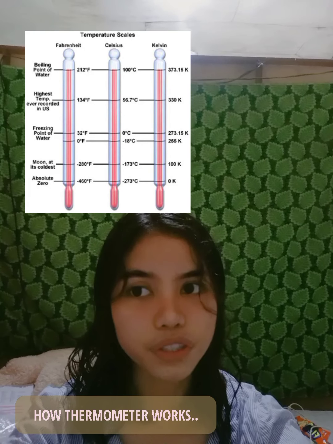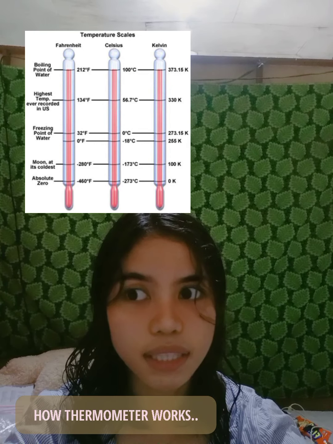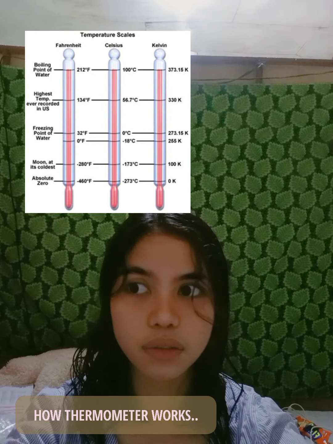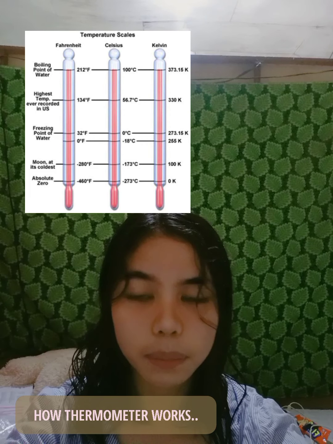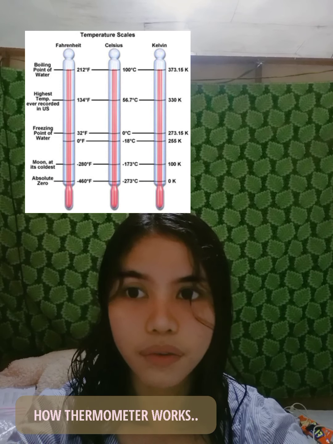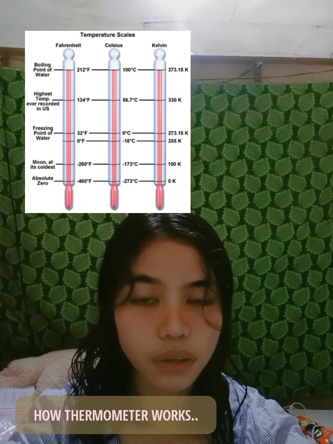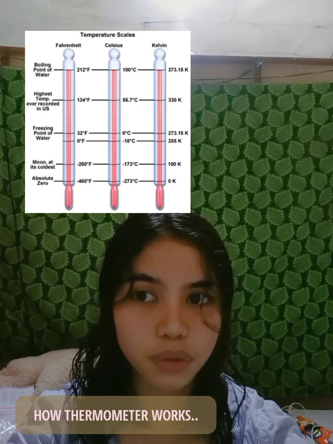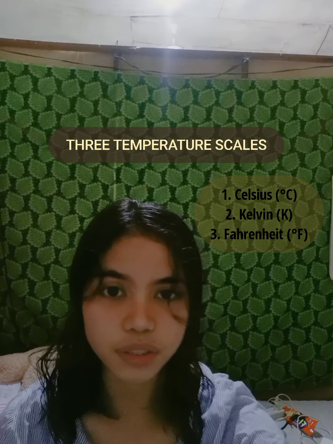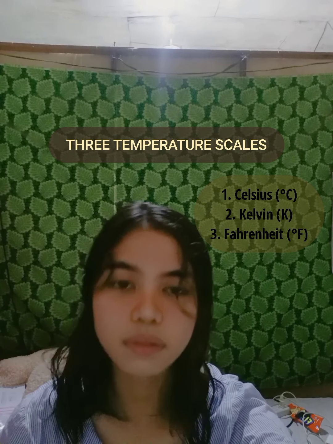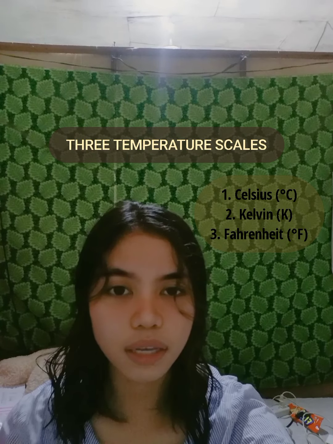When the thermometer is immersed into a substance hotter than itself, heat flows from the substance through the glass into the fluid, which expands and rises into the thermometer tube. If a substance is colder than the thermometer, heat flows to the substance from the fluid, which contracts and falls within the tube. We'll consider three temperature scales: the Celsius, formerly called centigrade, Kelvin, and Fahrenheit scales.